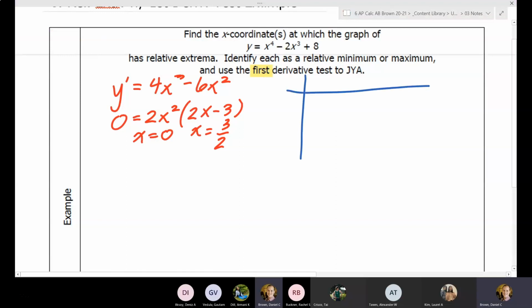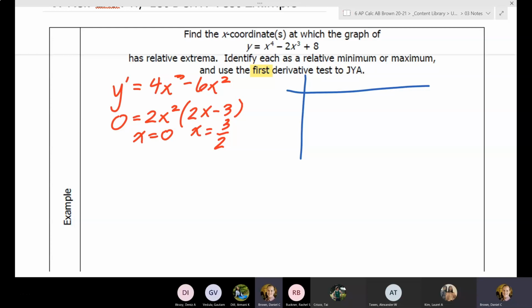So I'm going to go ahead and work it out because I think this one's pretty short. Taking my derivative, I'm using the power rule. x to the fourth becomes 4x cubed. 2x cubed becomes 6x squared. I'm going to find when this is equal to 0. There's no denominator, so I don't need to worry about when it's undefined.